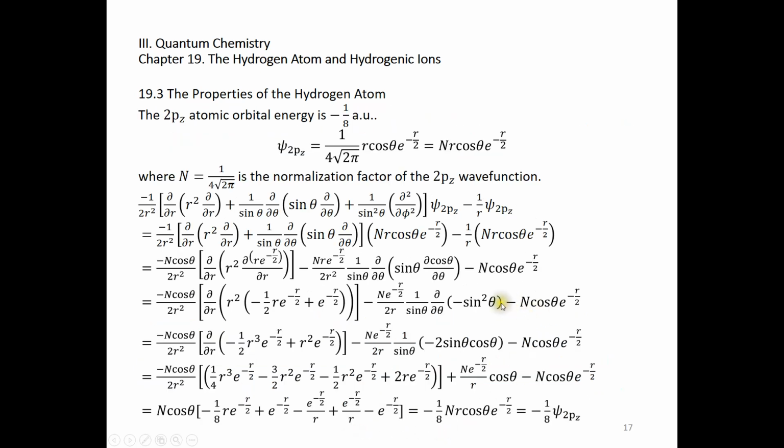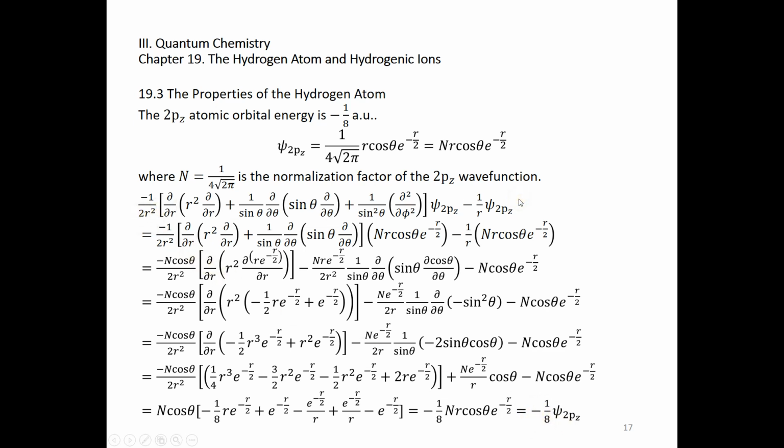Now let's look at the 2pz atomic orbital energy as another example. The wave function says it's the normalization factor over here times r times cosine theta times e to the power of negative r over 2. When you have a principal quantum number 2, you see this principal quantum number here on the bottom, so it's negative r over the principal quantum number. R times cosine theta is really z, but it's more convenient to use r, theta and phi here. Again, N is the normalization factor, so it does not really affect the eigenvalue we will get in the end.